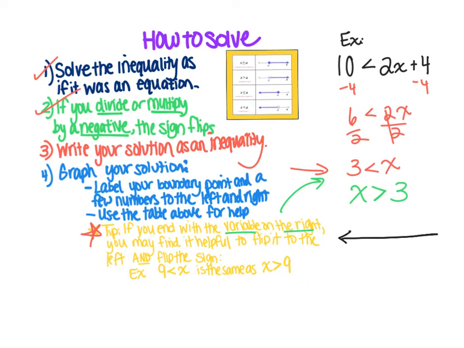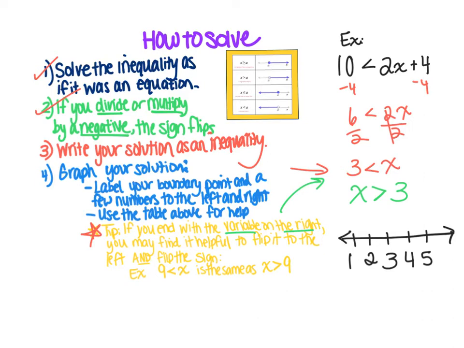So I'm going to draw my little sketch of a number line. You just need to have a few numbers on here. I like to do 5. I just go 1, 2, 3, 4, 5. I tend to put my boundary point right in the middle of it, and then a couple numbers to the left counting up and a couple numbers to the right counting down. We just need to make sure that our number line is in numerical order, and it is.